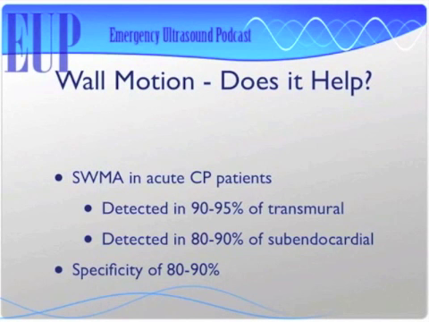So wait a second. I'm already getting an EKG, enzymes, chest x-ray, all this other stuff on these chest pain patients, and now you're telling me that I should roll the ultrasound machine in there and take a look at their hearts? Yeah. Why? Because you can see things that you're not going to see on EKG, and you're not going to get on your first troponin. Well, yeah, but 6 hours later I'm going to have it on my troponin, so why should I care?